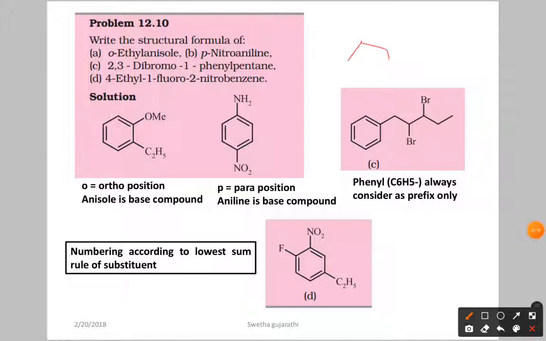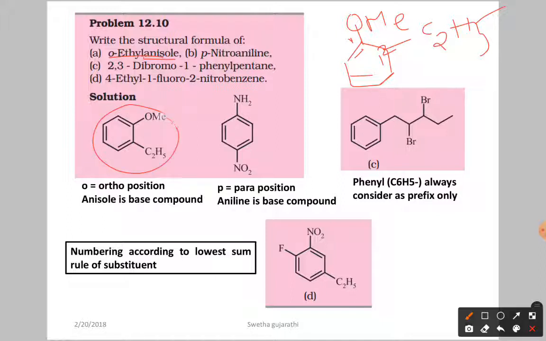So and benzene ring, okay. Here this is a benzene ring having the Me. This is called anisole, okay. Anisole base compound over. O-ethyl means what? Ortho means at the second position you should have the ethyl group. So this is the first carbon, and at the second, adjacent carbon, you should have the ethyl group, C2H5. This is the structure of ortho-ethyl anisole.